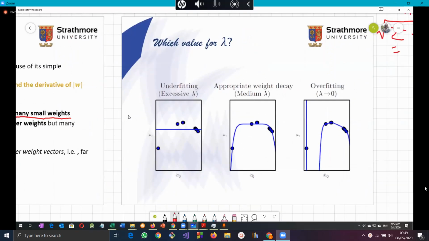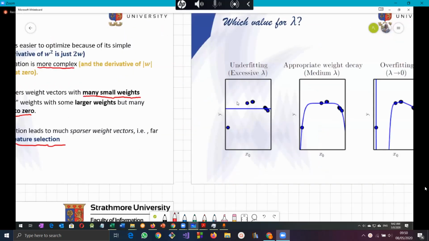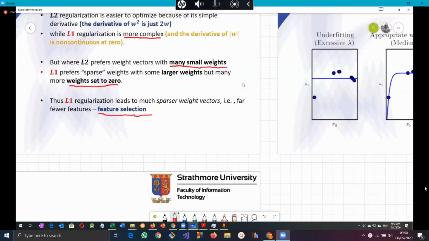How we play with lambda is important. Excessive lambda, underfitting. When the lambda is approaching 0, you are overfitting. Medium lambda is what we'll be talking about from Monday. That leads us to feature selection, which will be the next one.